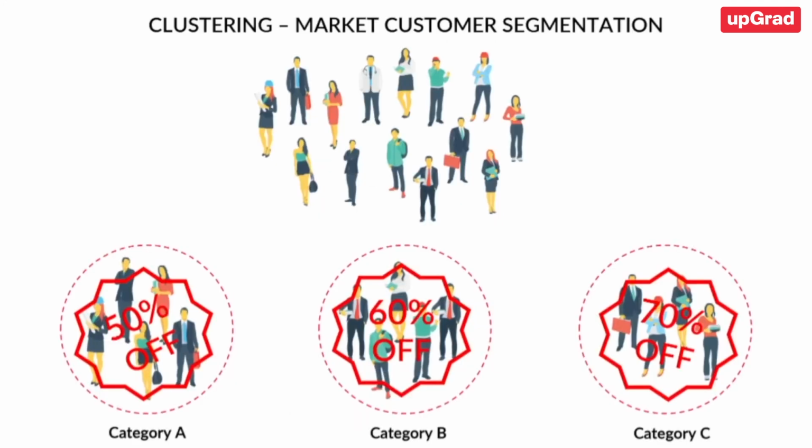A classic example of clustering is market segmentation. Suppose you have a large amount of customer data and you would like to offer different discounts to different customer segments. In this case, you can group your customers into different categories based on their characteristics and then decide on different discounts for each category or segment of customers. This type of problem is referred to as clustering.